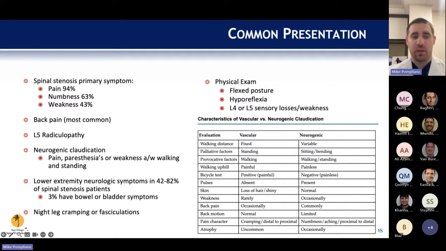You can get night leg cramping or fasciculations, and then on exam, typically improved symptoms with flexed posture, similar to our other neurogenic claudication patients, as well as hyporeflexia and L4 or L5 specific findings.